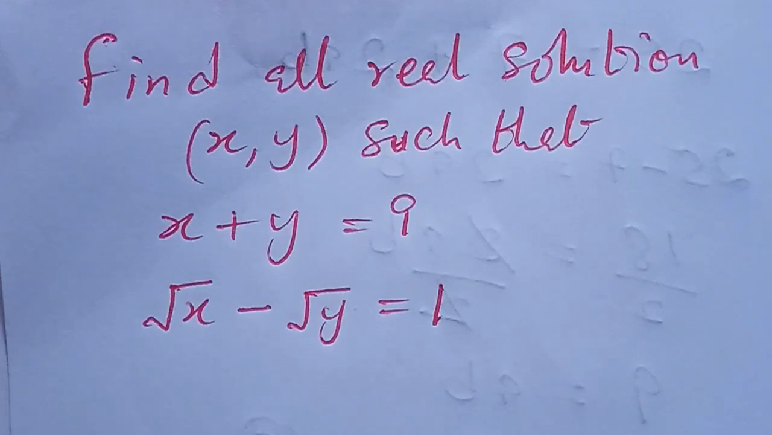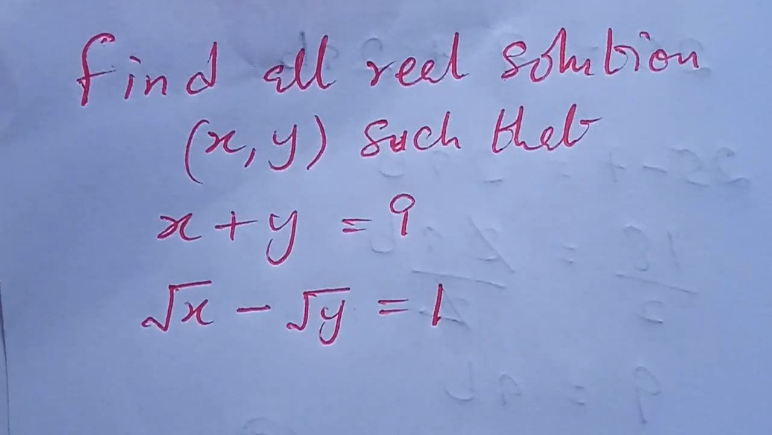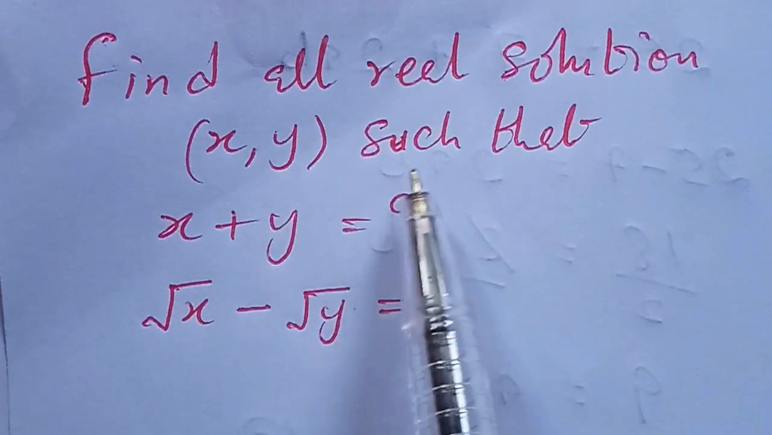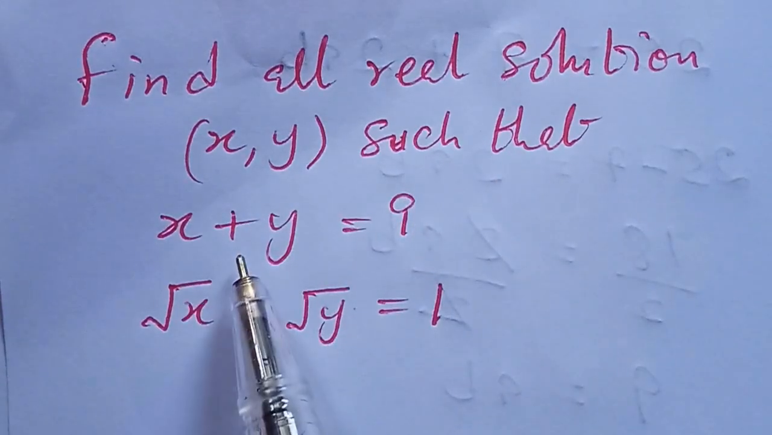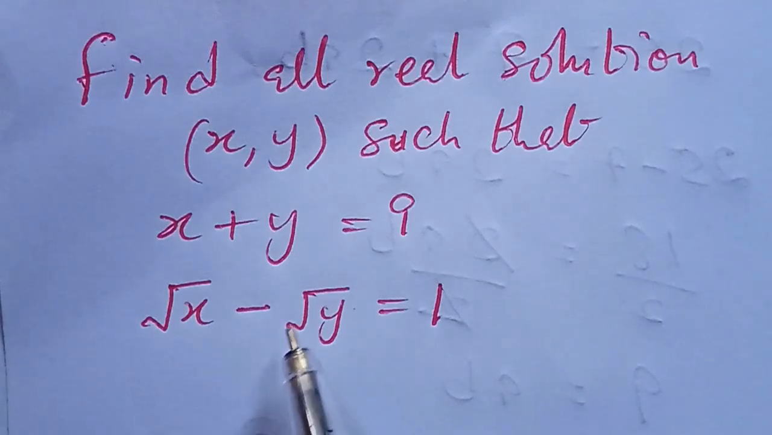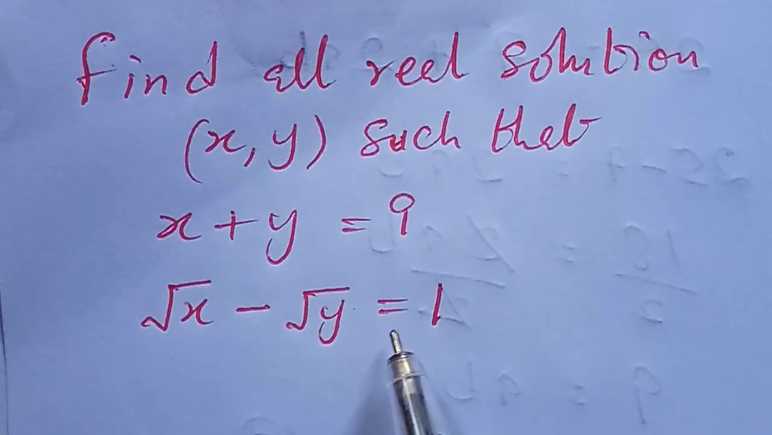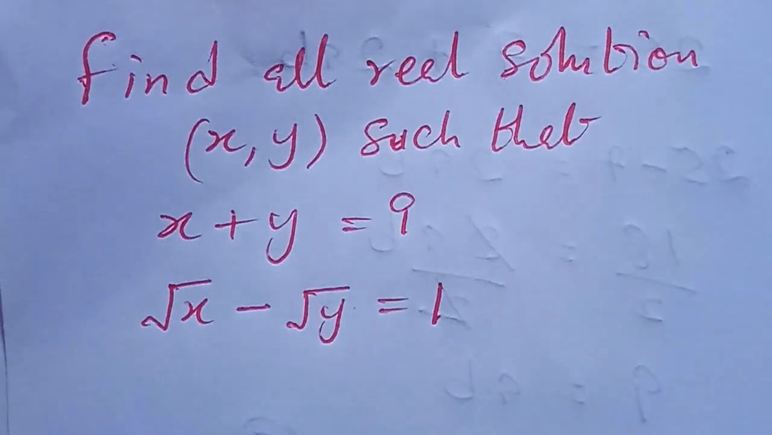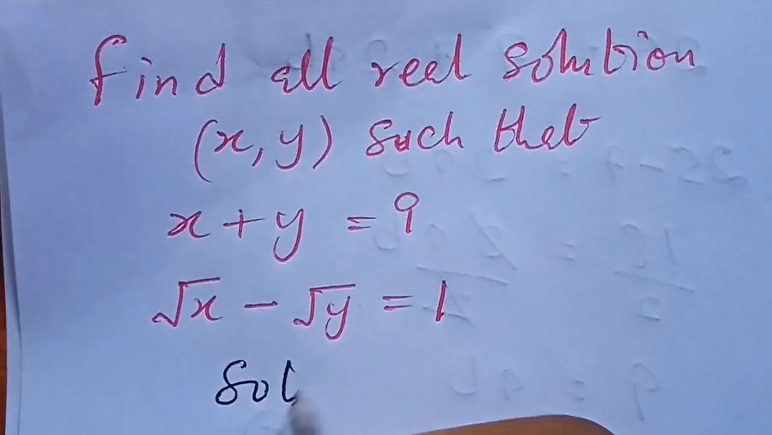So as you can see on your view, we want to find all real solutions to x and y such that x plus y equals 9, and square root of x minus square root of y equals 1. Solution.